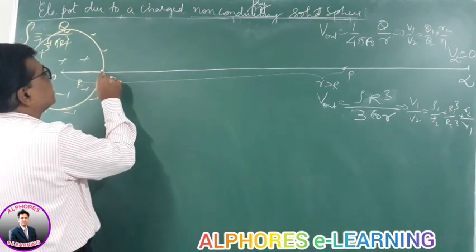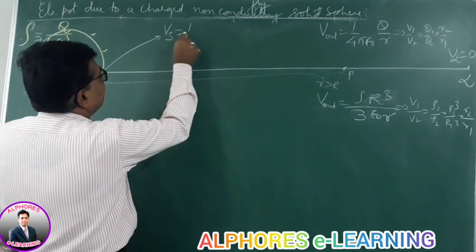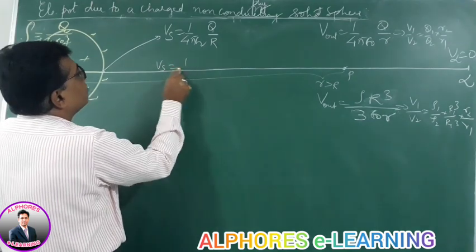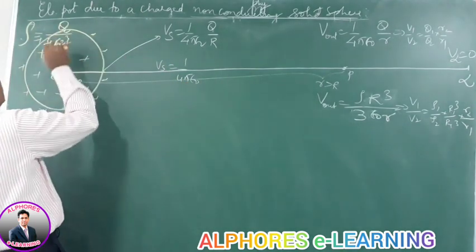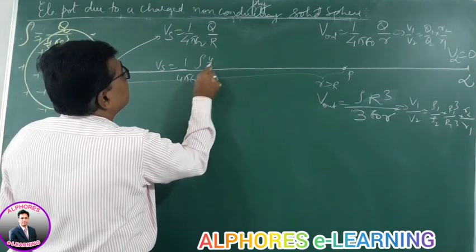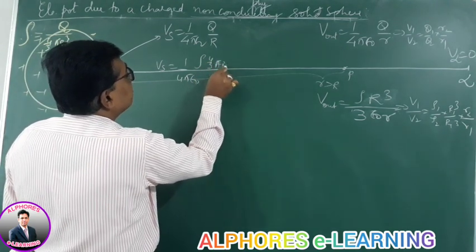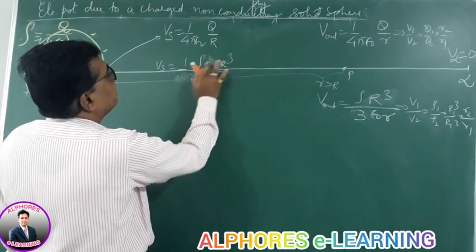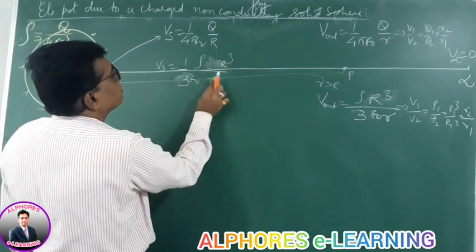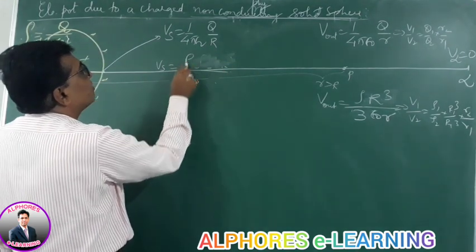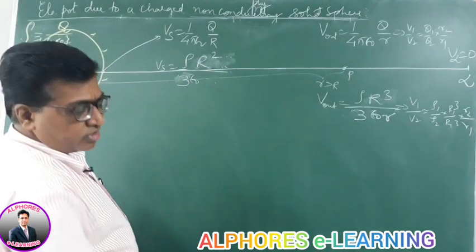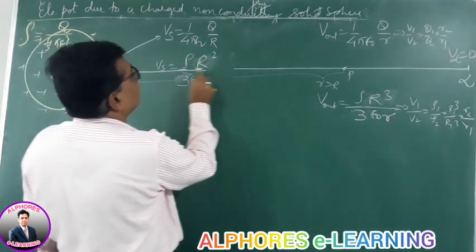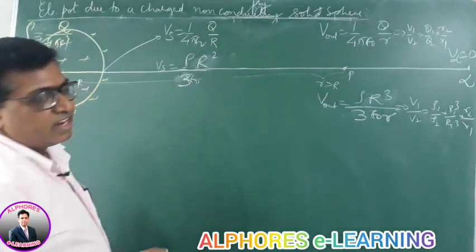Well, potential on the surface point. What is the potential on the surface? It's 1 by 4 pi epsilon naught capital Q by R, or it is 1 by 4 pi epsilon naught Q, and I am replacing Q as rho into 4 by 3 pi r cube, by r. Again 4 pi cancels, I get 3 here. One r is also cancelled, so I get rho r square. Potential on the surface point is rho r square by 3 epsilon naught. This is the formula on the surface point.